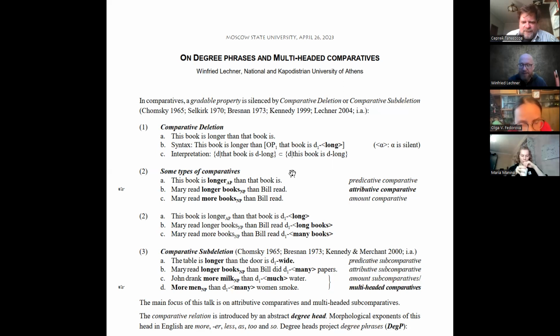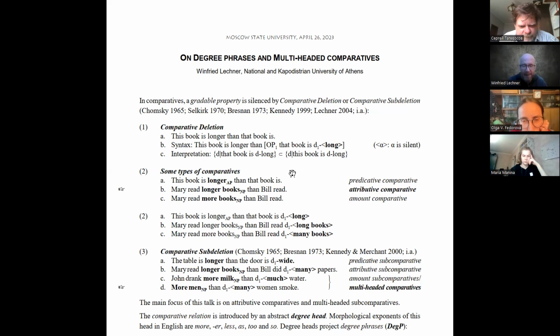There are a number of different types of comparatives, and that's part of the fascination. They come in different shapes and different flavors. So alongside 2a, this book is longer than that book is, we have attributive comparatives, like Mary read longer books than Bill read. Or we have amount comparatives, which look very similar: Mary read more books than Bill read. And they also implicate some kind of deletion strategy outlined in 2 below.